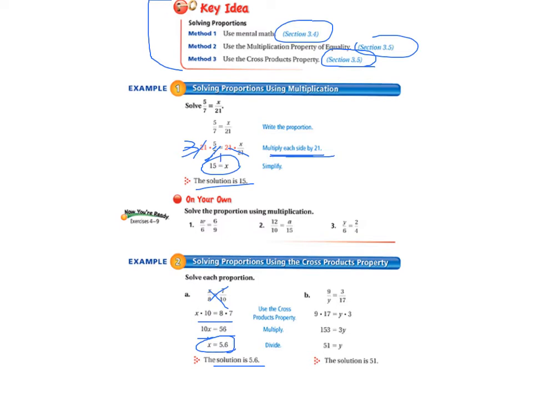And letter B, again, we cross multiply. 9 times 17 equals y times 3. So 9 times 17 equals 153, and that's equal to 3y. And then we have to divide both sides by 3 to make the y be by itself. 153 divided by 3 equals 51. So our final answer is y equals 51, so the solution is 51.